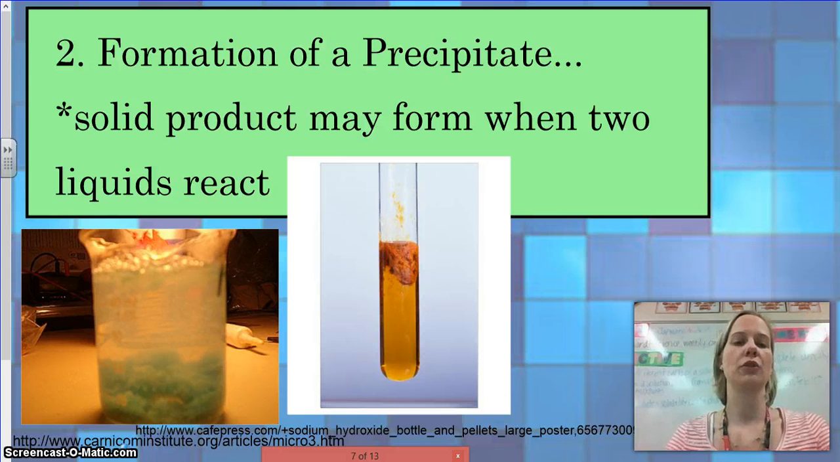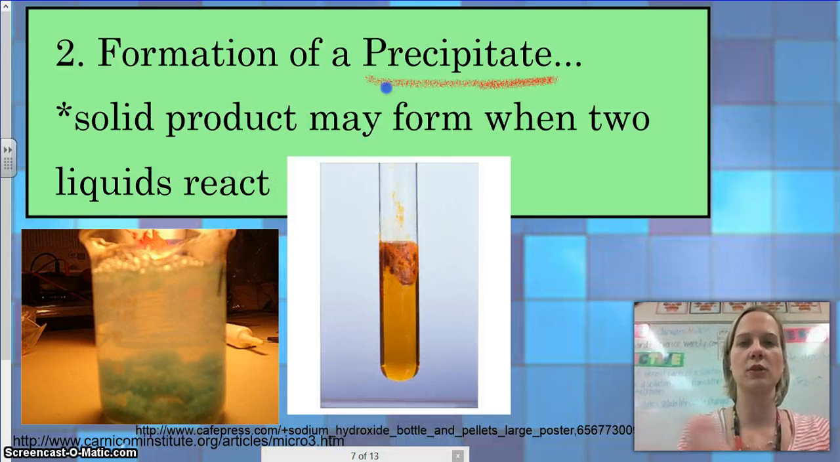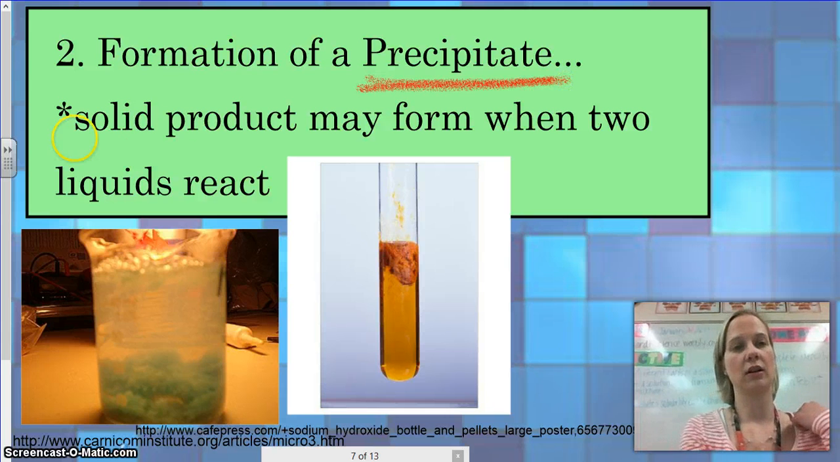The second is something called the formation of a precipitate, and a precipitate is a solid. So that's kind of what it means.